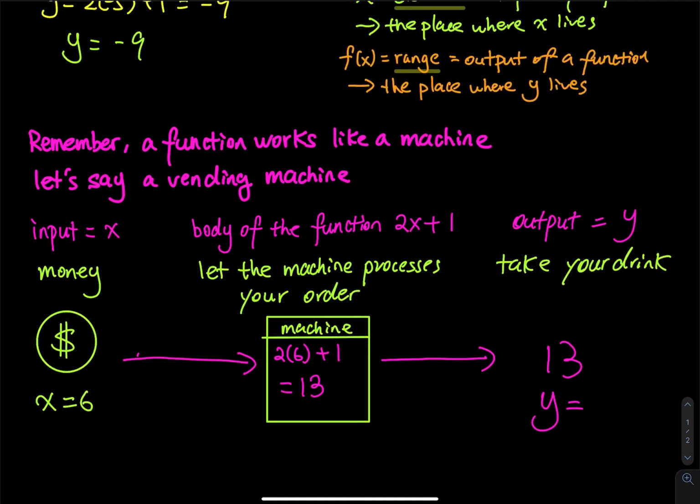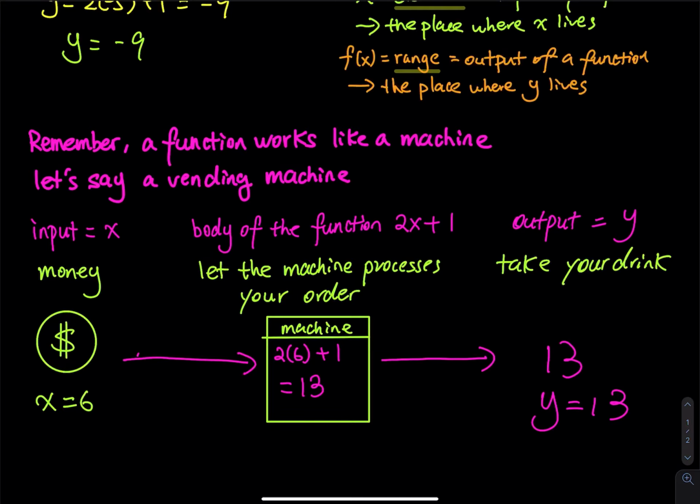So you put 6 into the machine, you press a button, you let the machine do the processing, and then your output is 13. So the function works like a machine. You put one thing in, you get one thing out. The input is domain, the input is x, the output is y, the output is range. And then the body of the function, whatever the function is, is the action taken inside the machine. So that is the easiest way to understand domain, range, and how a function works.